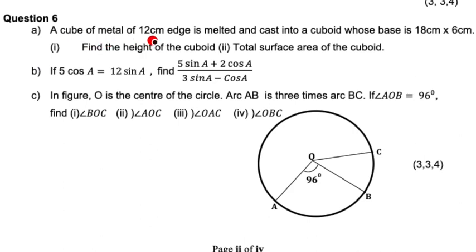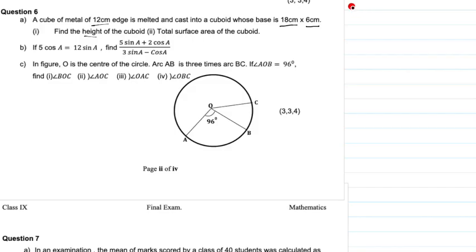A cube of metal of 12 centimeter edge is melted and recast into a cuboid whose base is 18 by 6 centimeter. Find the height of the cuboid and the total surface area of the cuboid. Now this is relatively simpler. The volume of the cube, the material, will be the same as the volume of the cuboid. Okay, so we are going to write over here question number 6a.